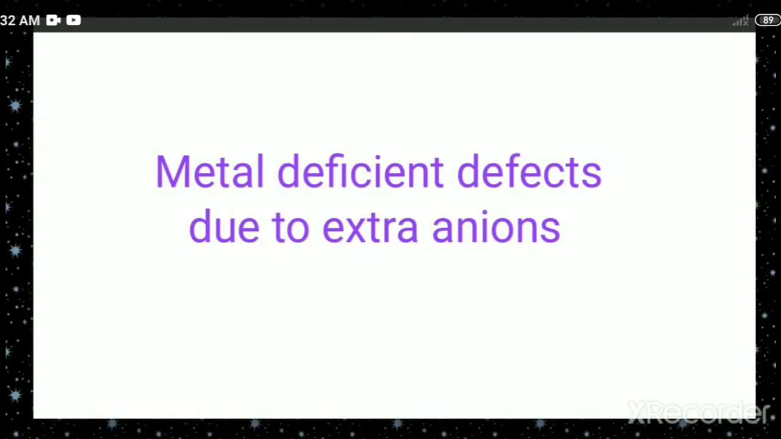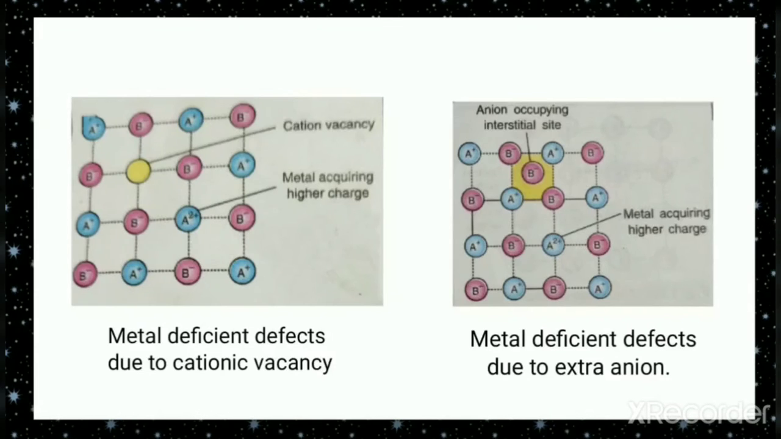Let us discuss metal deficient defect. Here the metal ion is deficient. That means the number of positively charged ions is lesser compared to negatively charged ions. Metal deficient defect is due either to cationic vacancy or to extra anion. In cationic vacancies, the positive ion may be missing from its lattice site. As shown in the figure, it develops a cationic vacancy.